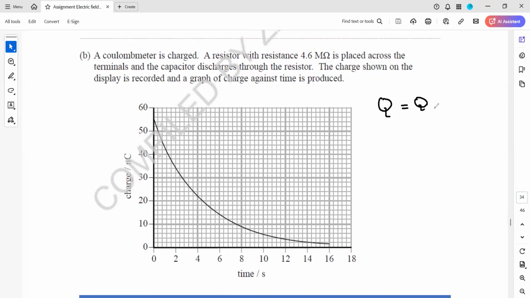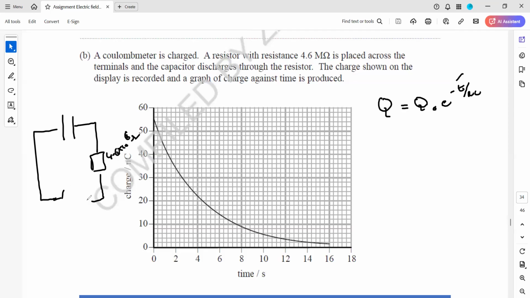So Q equals Q naught e raised to the power minus t over RC, where Q naught is the maximum value of the charge, which is the stored charge when it is discharging. When it is charging, it will be the final charge. That will be the maximum value Q naught. Q is the charge at a certain time. R is the discharge resistance if it is discharging, and the charging resistance if it is charging. So we have a capacitor, and this capacitor is discharging through a resistor of 4.6 megaohm.